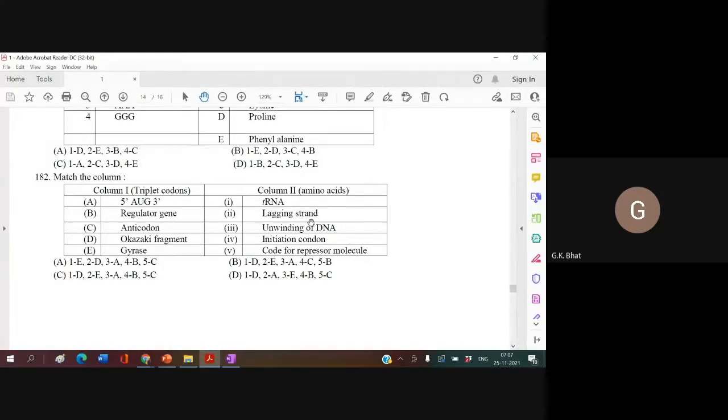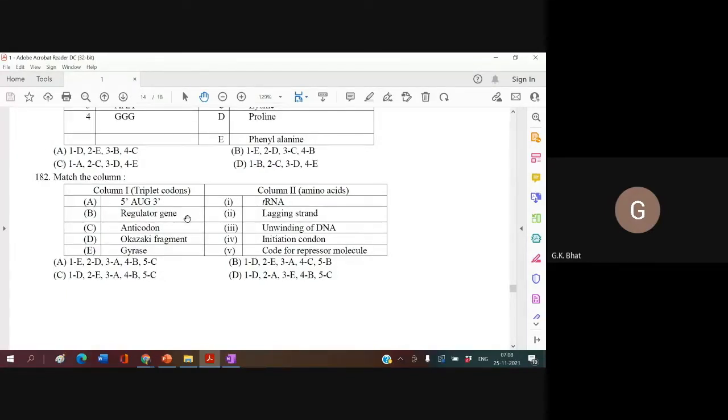What is this tRNA concerned with? Of course, this 1, 2, 3 should be anticodon. Yeah? tRNA is concerned with anticodon. Is it there anywhere? tRNA, anywhere? Okay. There is no tRNA anticodon.